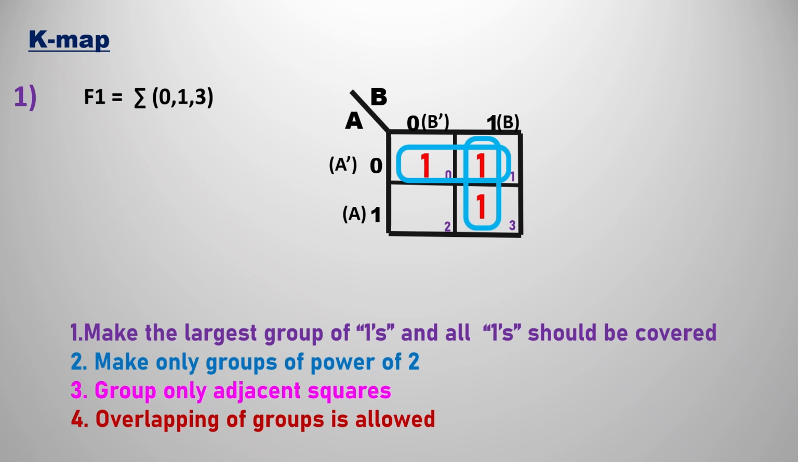The second point is to make groups only in powers of 2. That means you can make a group of 1, a group of 2, a group of 4, a group of 8, like that. You cannot make a group of 3. That's not allowed in K-maps. Overlapping of groups is allowed, and groups must contain only adjacent squares. So let's see some examples of all this.